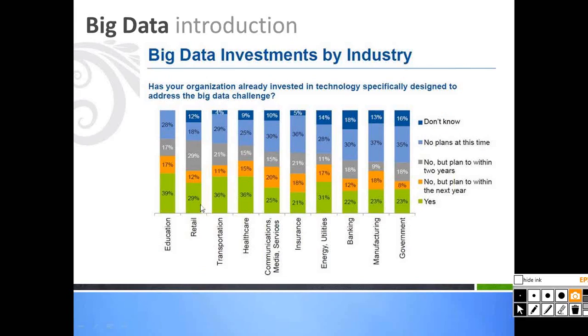So the green ones are the ones that say the industry has adopted it in production usage. This is not an experimental thing. So there is no important high-level vertical which has not adopted big data. So that gives us an insight into the popularity of big data and the need for it, basically, right?